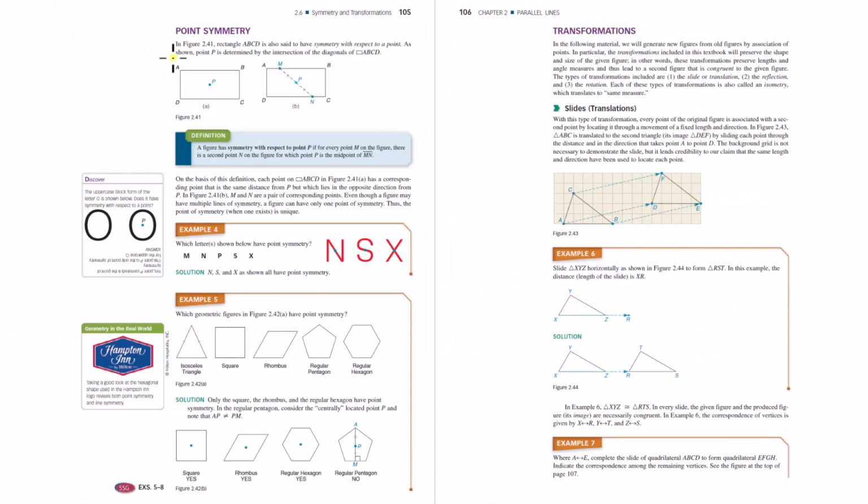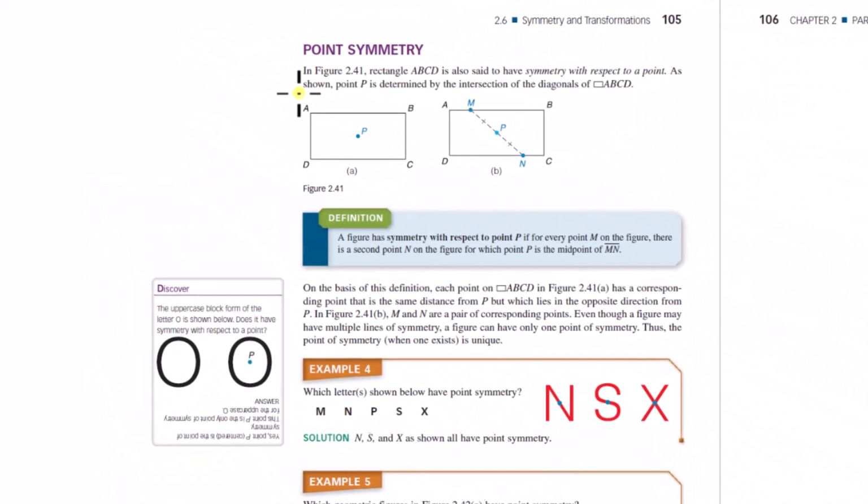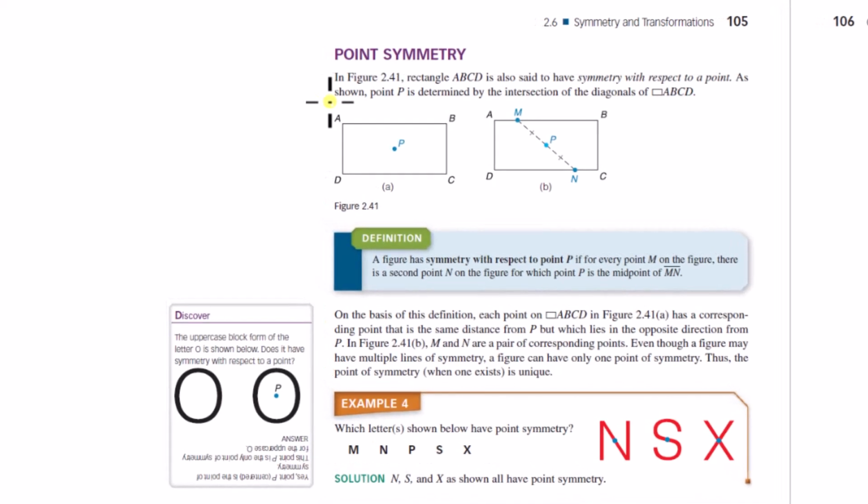Okay, so that's line symmetry. Now we want to think about point symmetry, a figure being symmetric with respect to a point. In figure 2.41, rectangle ABCD is also said to have symmetry with respect to a point. As shown, point P is determined by the intersection of the diagonals of the rectangle. So if you draw the diagonals, where they intersect is the point P that this figure is symmetric about. It's like the center point.